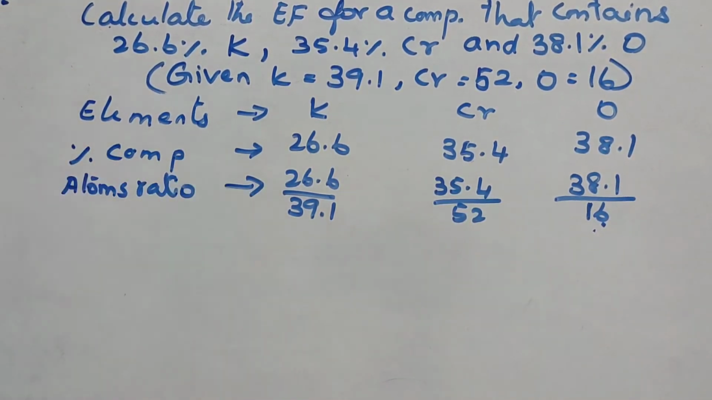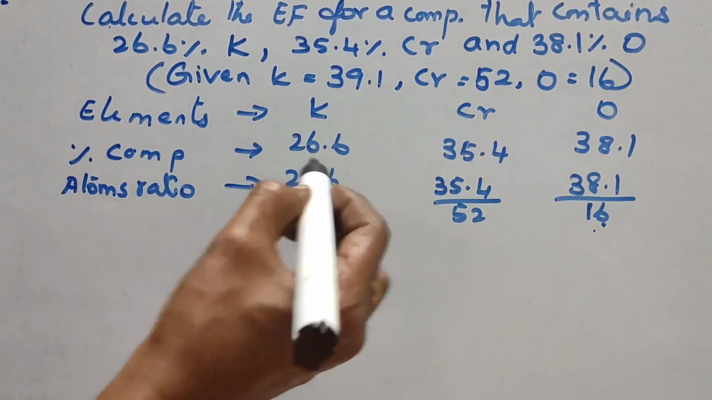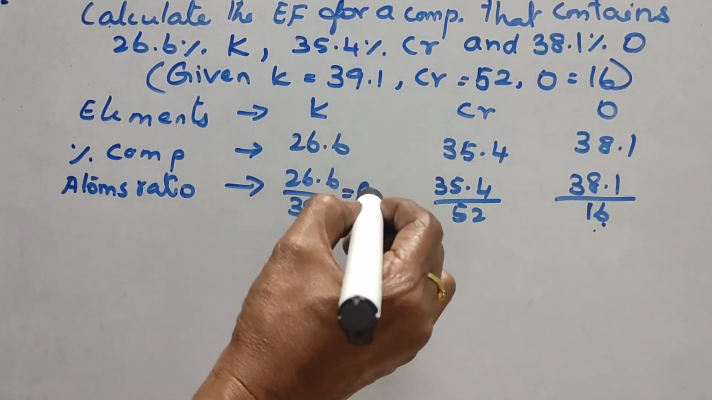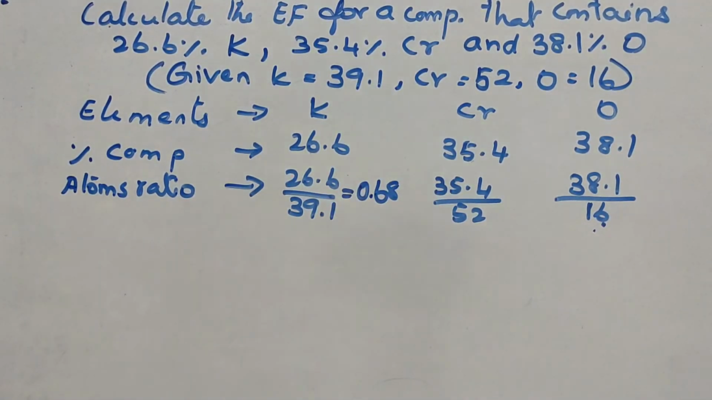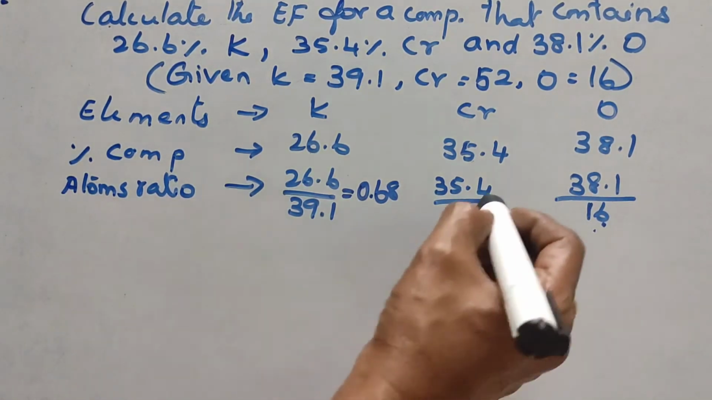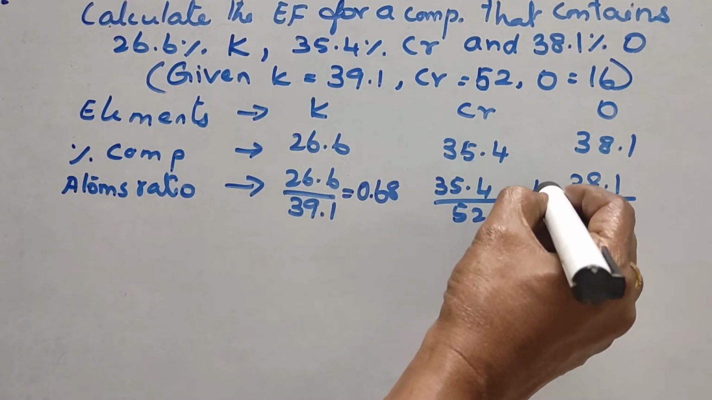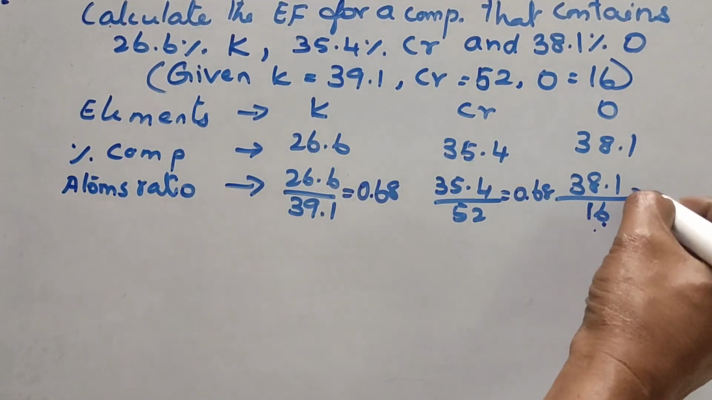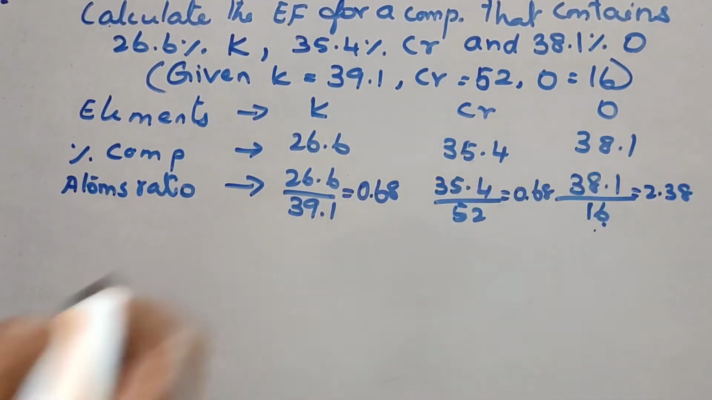So here we will be getting the atomic ratio. Here itself we can write 26.6 divided by 39.1, it is equal to 0.68. Then 35.4 divided by 52, that is also 0.68. Then 38.1 divided by 16, that is equal to 2.38.